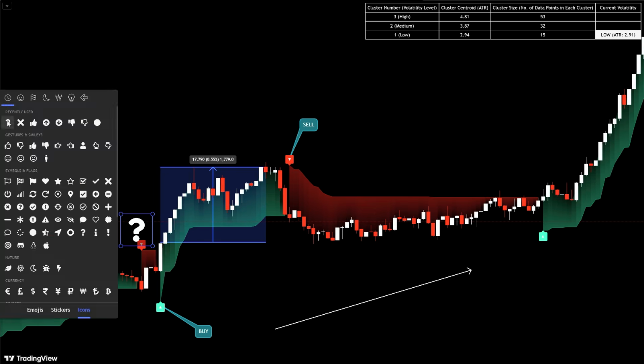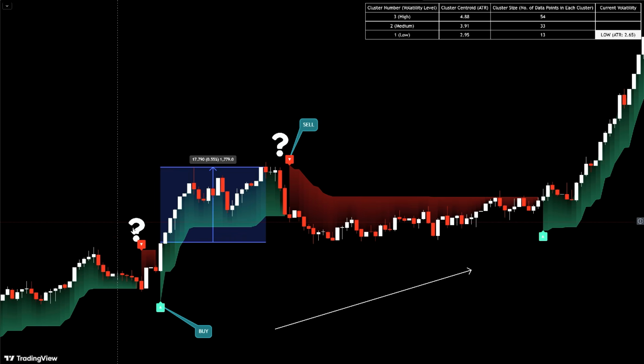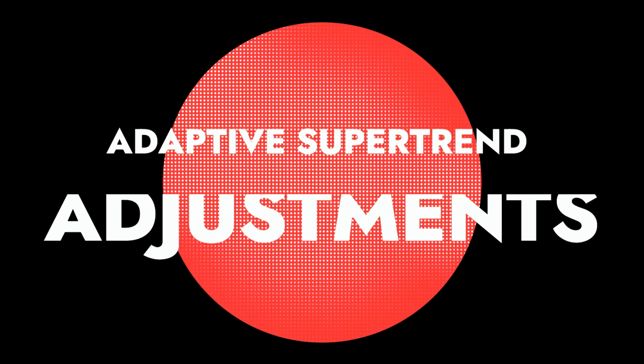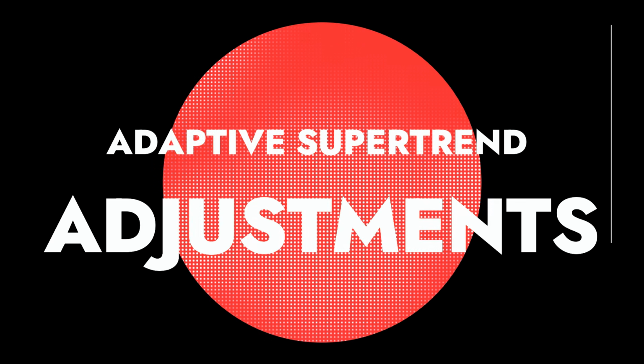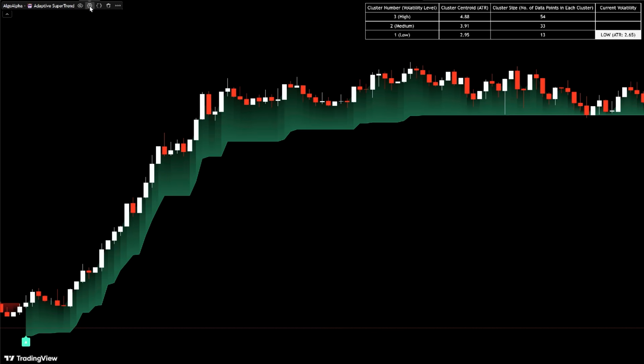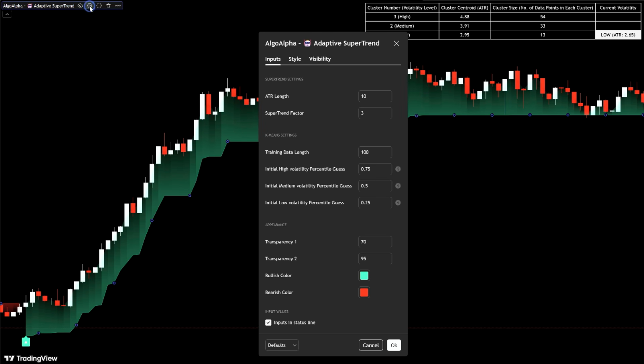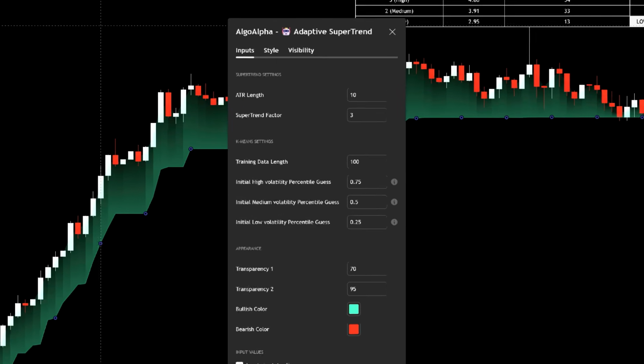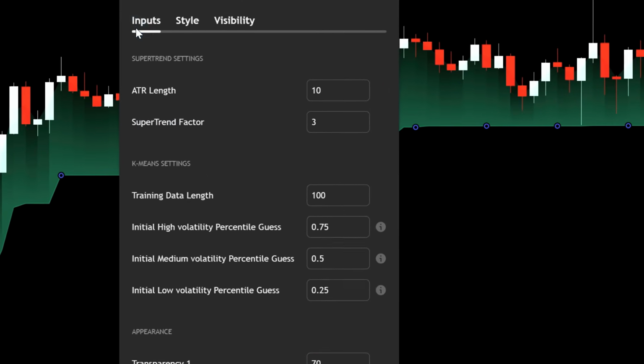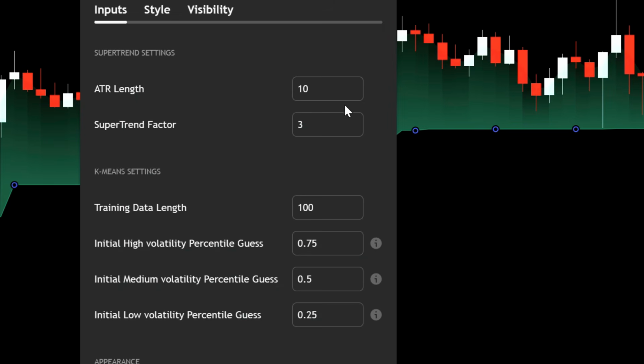We need something else on our chart to tell us the real, stronger trend direction, so we only take signals with the main trend. But before we add the second indicator, let's make a couple of quick adjustments to the adaptive SuperTrend settings. Go into the settings for the Machine Learning Adaptive SuperTrend Indicator under the Inputs tab, find the ATR length, change that number to 9, leave the SuperTrend factor at 3. That works well.